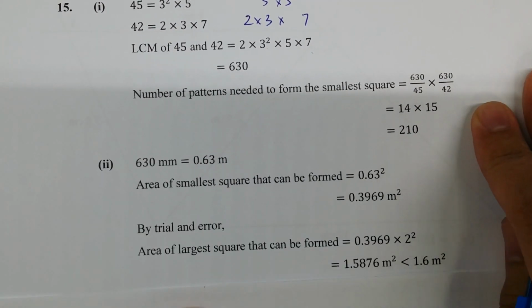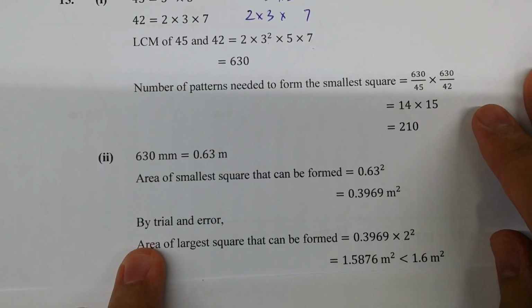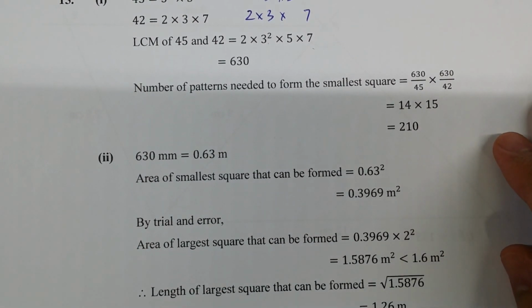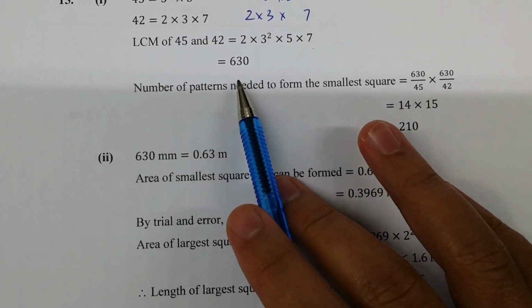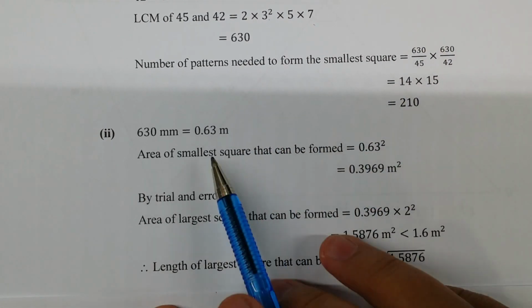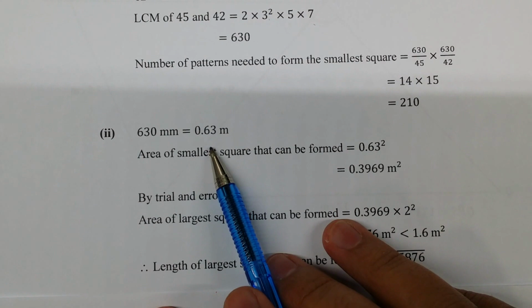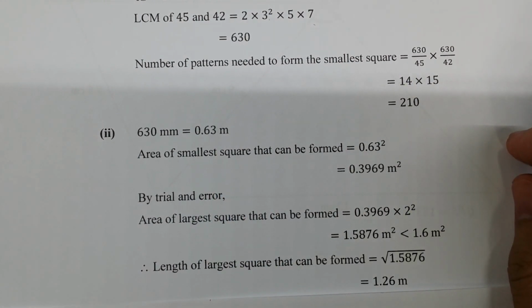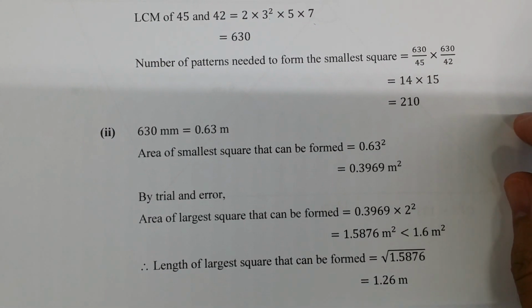Part 2, they're asking you for the dimensions of the largest square that he can form. So earlier on, we have studied that the LCM is 630. 630 can be changed to 0.63 meters. And the maximum area of the square allowed is 1.6. Okay, I got the information.